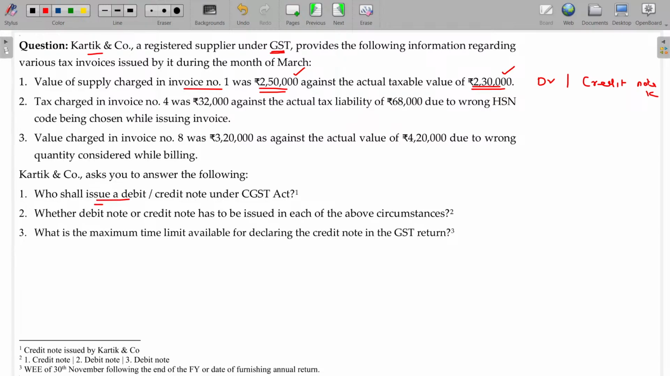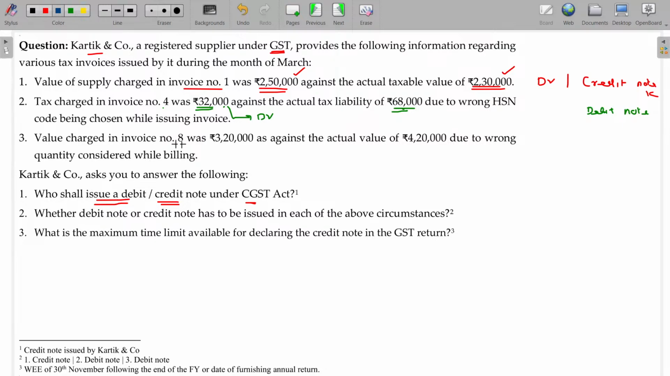Who shall issue the debit note or credit note under the CGST Act? Usually the credit note is issued by Karthik. Now second scenario, tax charged in invoice number 4 was 32,000 against the actual tax liability being 68,000. What happens? We might have debited him with 32, but actually we have to debit 68. You have to debit further. So issue a debit note, debit note by Karthik.